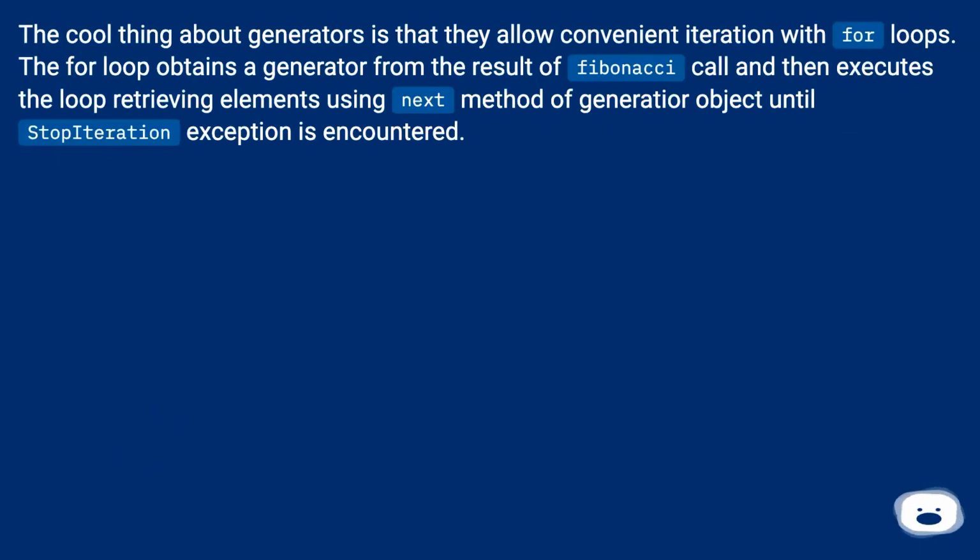The cool thing about generators is that they allow convenient iteration with for loops. The for loop obtains a generator from the result of the Fibonacci call and then executes the loop, retrieving elements using the next method of the generator object until the StopIteration exception is encountered.